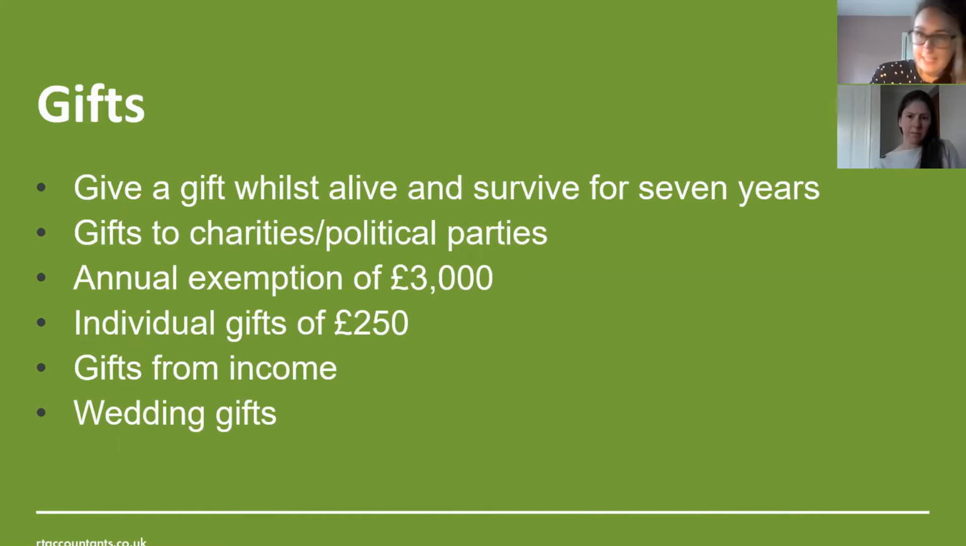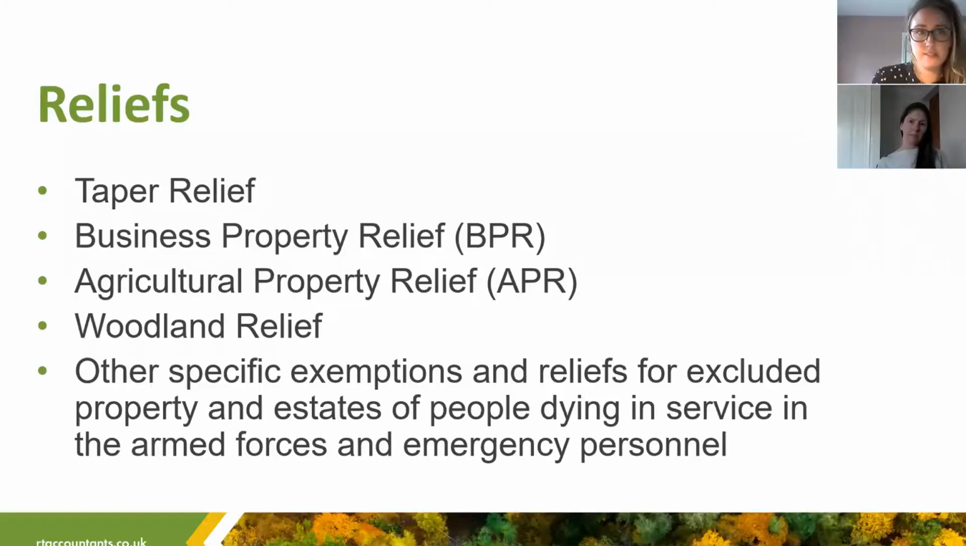And then wedding gifts, which are exempt up to a certain level. You can gift a child £5,000 on their wedding with no inheritance tax implications. That's £2,500 for grandchildren or great-grandchildren, and £1,000 to anybody else. So that's a few tips.